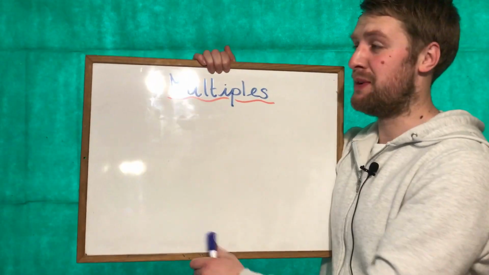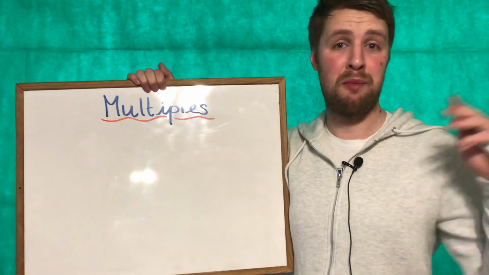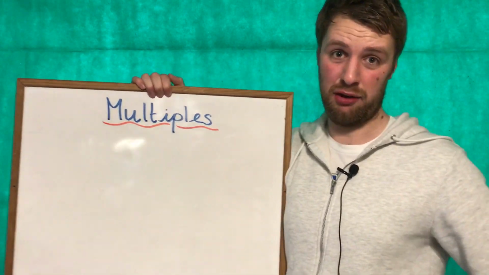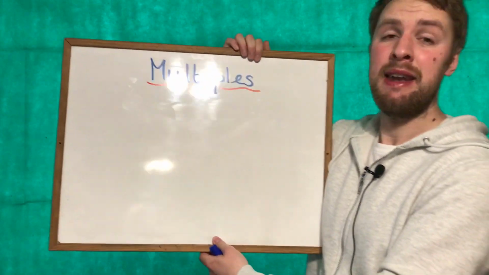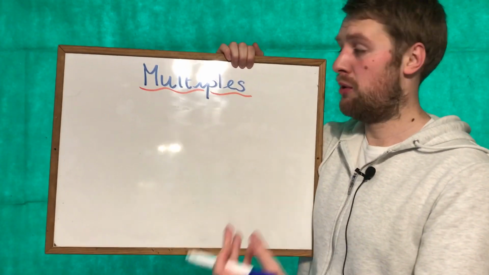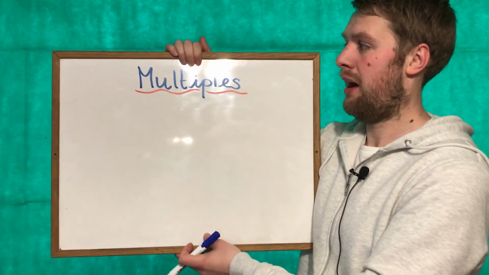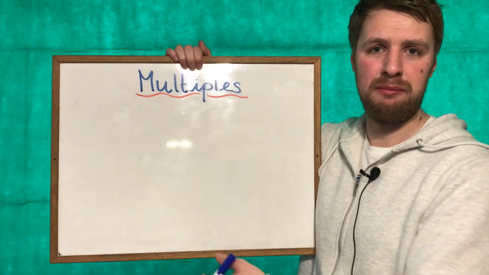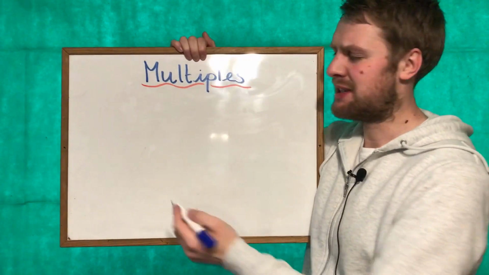So, now we're going to look at multiples. If you understand factors, prime numbers, square numbers, I think you'll find multiples the simplest. Now, simply put, multiples of a number are when we count in that number. So, allow me to explain.